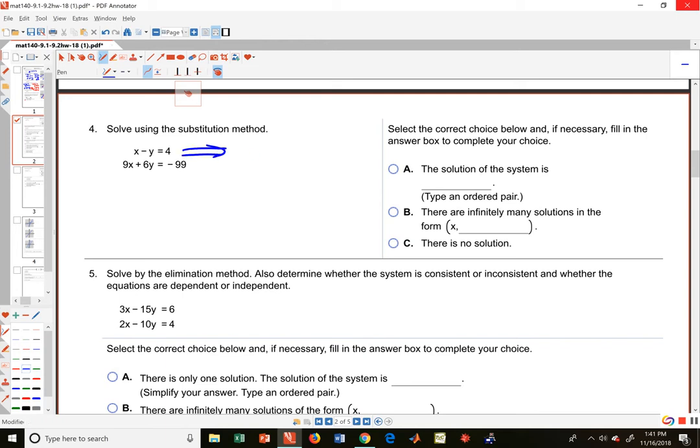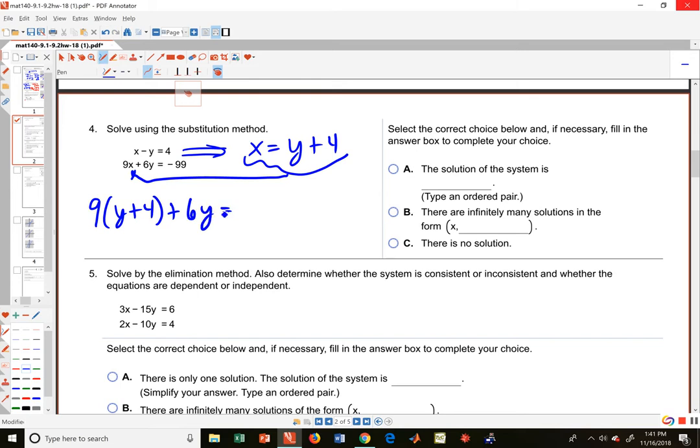Let's grab this equation right here. Let's solve for x. I mean, it's easy because just bring the y over, and you have the plus 4. So x is equal to y plus 4. So we take this equation and we plug it in where the x occurs in the second equation. So we have 9 times y plus 4, plus a 6y has to equal negative 99. And now we solve for our new y. Now, there's a little work to do. We have to distribute. We need to combine, bring stuff to the left-hand side, stuff like that.